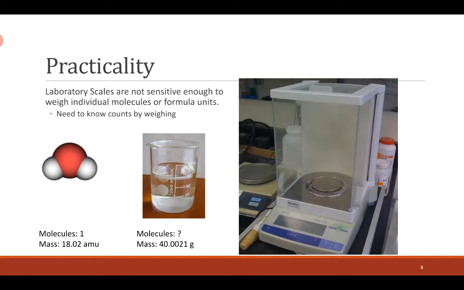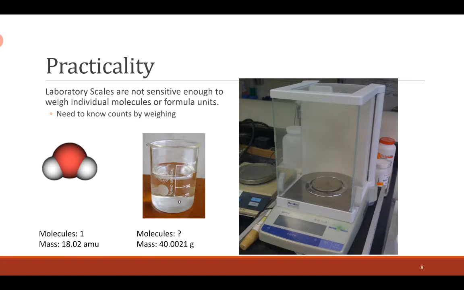So we just learned how to calculate the formula mass of one molecule or one formula unit. And so we can figure out that this is water, H2O, and its formula mass is 18.02 atomic mass units. And so one molecule has a mass of 18.02 atomic mass units. But our laboratory scales are not sensitive enough to weigh individual atoms. We will be weighing things in grams or milligrams, most often grams.